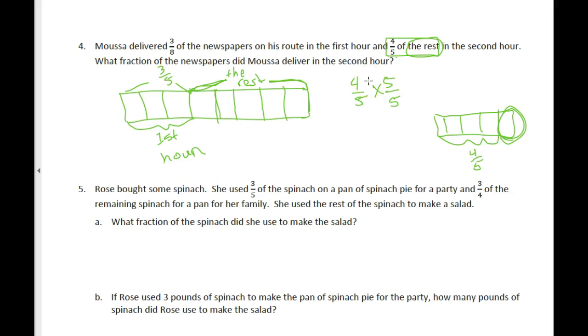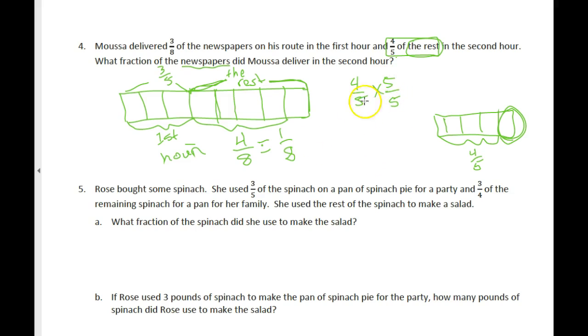So it's asking what fraction of the newspapers did he deliver in the second hour. So of the newspapers, this whole thing, 8/8 is the newspapers. Here was the second hour, and in this case, it's 1, 2, 3, 4, 5, 6, 7, 8. There's 8 parts of the newspaper route. 1, 2, 3, 4 eighths of the newspaper route. And if we're going to simplify, 4 goes into itself once, 4 goes into 8 2 times.